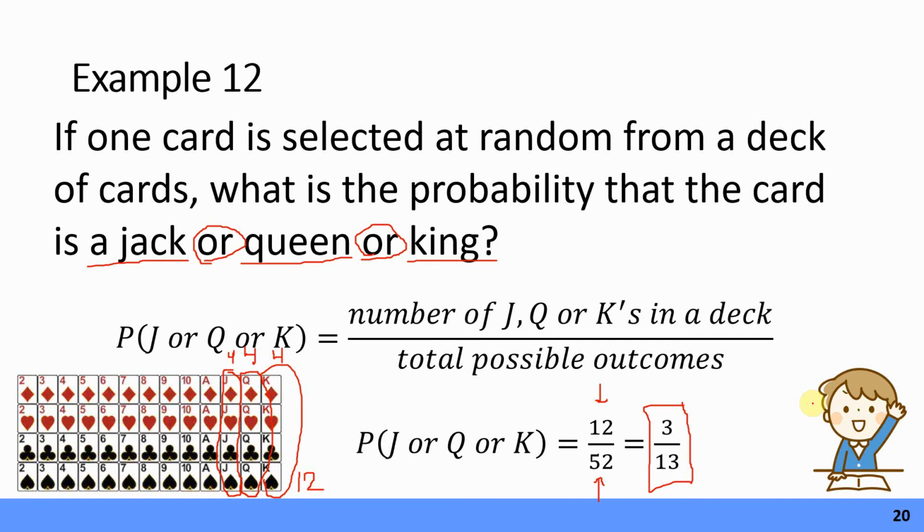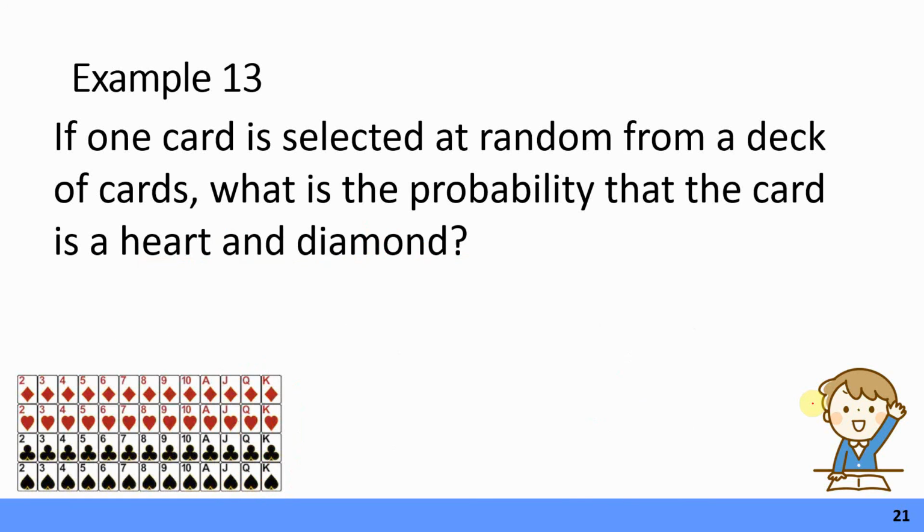All right, hopefully you understand that part, because there's one more problem dealing with cards that I just have to make sure we understand. There is a difference between the word or and the word and. I'm going to read this question, and I want to see if you get it. If one card is selected at random, what is the probability that the card is a heart and diamond?